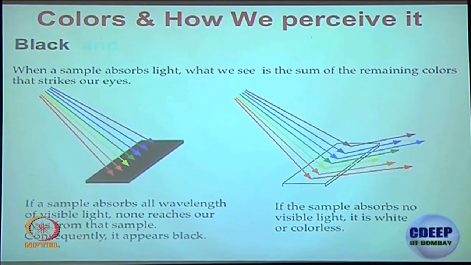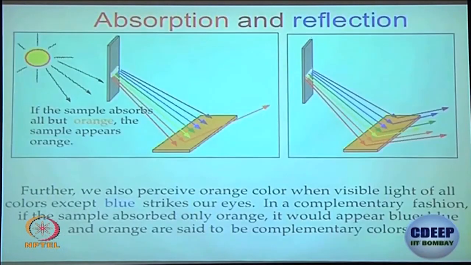Let's say, for example, if blue is absorbed by some species, all you are going to see is orange. If orange is absorbed by some species, all you are going to see is blue. This sort of complementarity you are familiar with. Of course, we are not going to ask any question on this for this course, but just know how the color appears in different things.